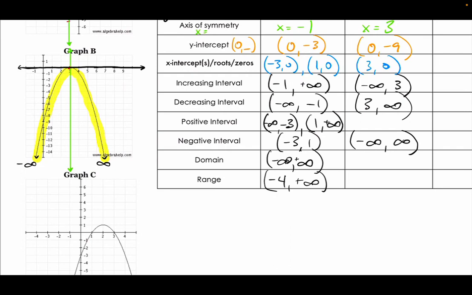Where am I above water? None. I never go above water. I'm always below. I come up, but I don't go above water. Domain. Where are the sides going to be?